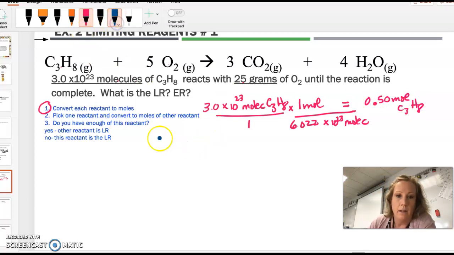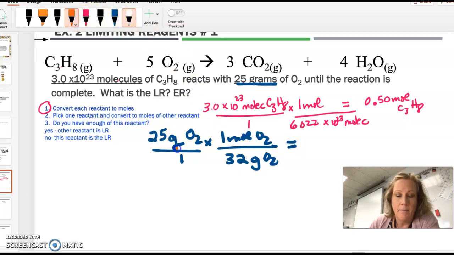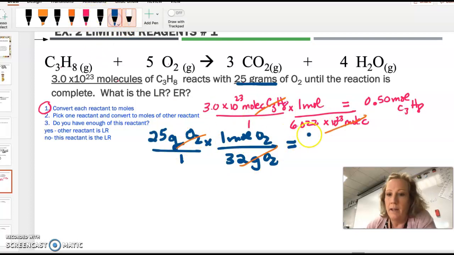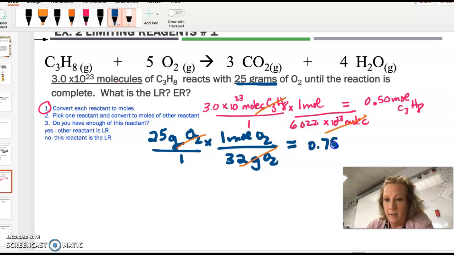Then I'm going to do similar with the grams of oxygen. So 25 grams of oxygen, and I'm going to go to moles of oxygen. And when I do that, by the way, everything cancels. When I do that, I get 0.78 moles of oxygen. So that's the first step.